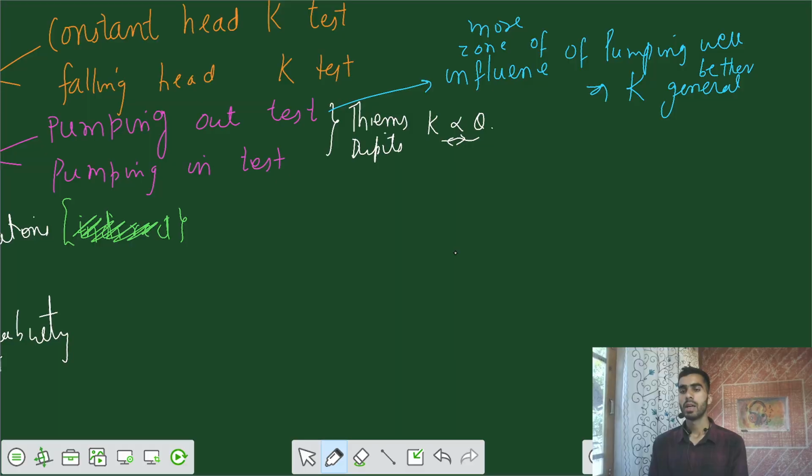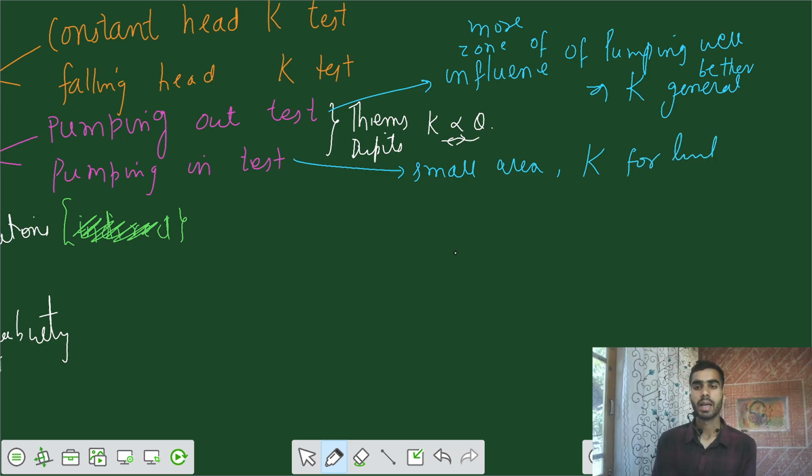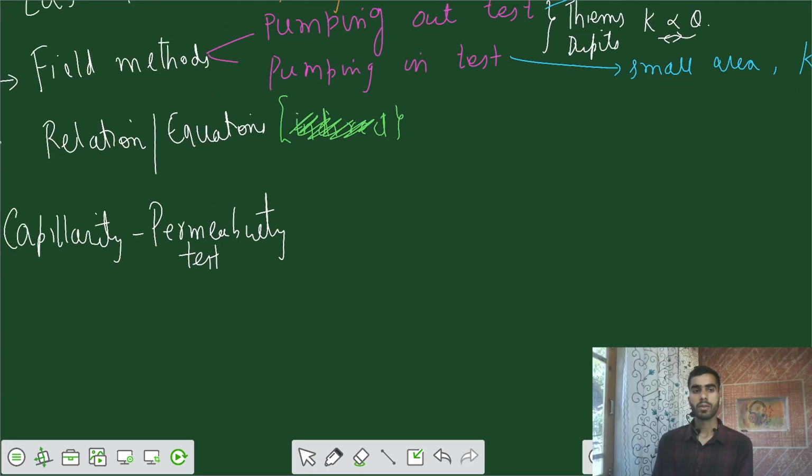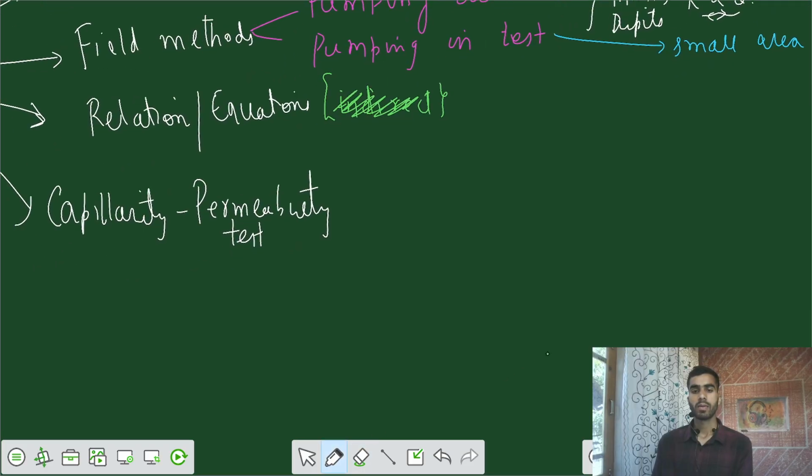It gives a general value of K for a large area around the pumping well. For the pumping in test, the zone of influence is a small area, so the permeability value we get is only for a limited area. Now, for the relational equations, we have different formulae.